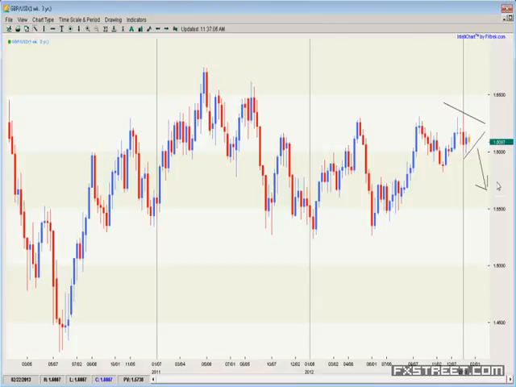Rob thinks that cable is sideways long term. It may be sideways. Cable to me is a function of whether the UK economy can muster any kind of growth this year. And right now, I think the jury is still out on that.